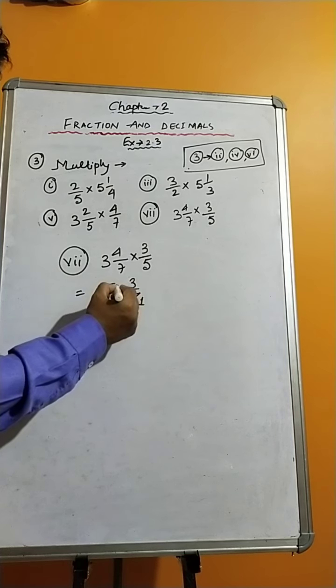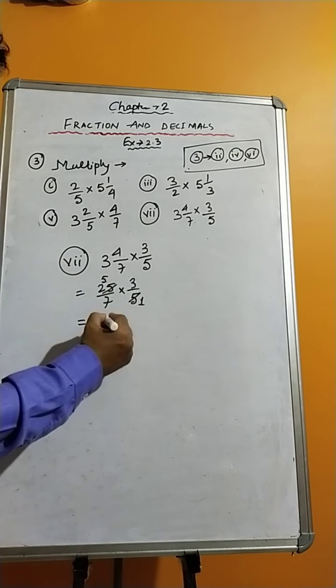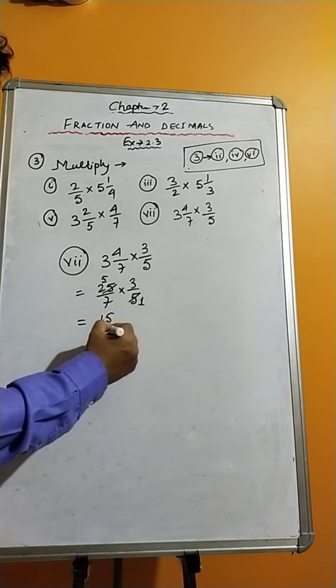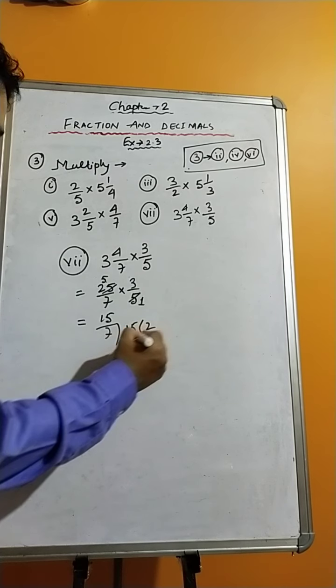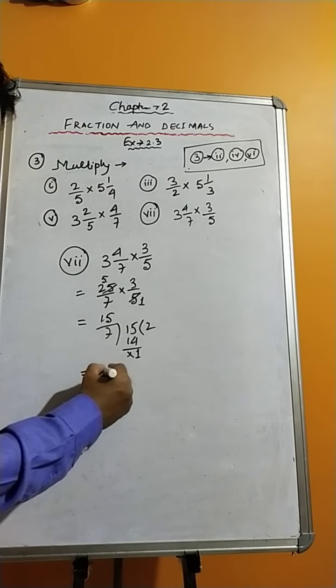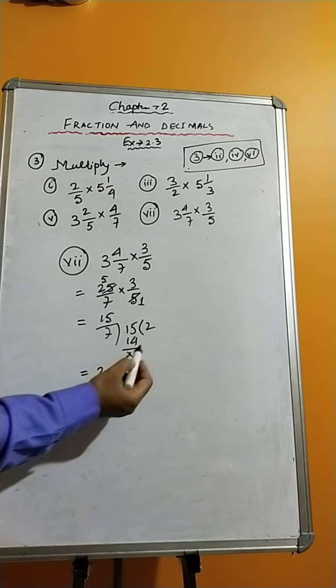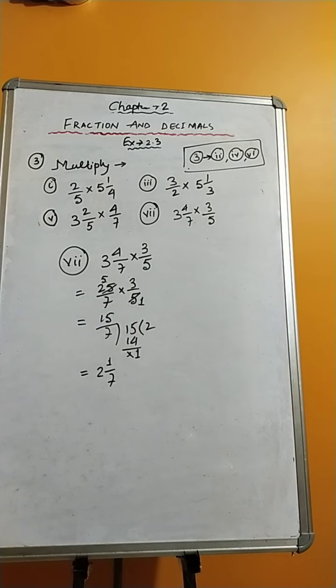So 5 1s are 5, 5 5s are 25. So the final answer would be 5 3s are 15, 7 1s are 7. Now let's divide this. What answer will we get? 7 2s are 14. Remainder we'll get as 1. So finally we can convert this into the mixed fraction form. That would be 2 1 upon 7. Okay, so this is the final solution of sum number 7, and that's it for today, students.